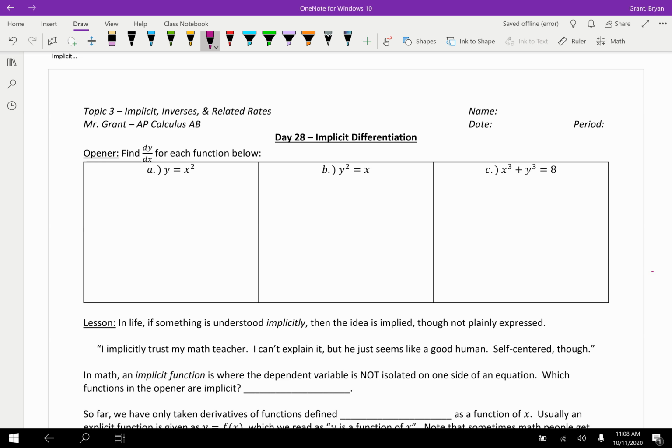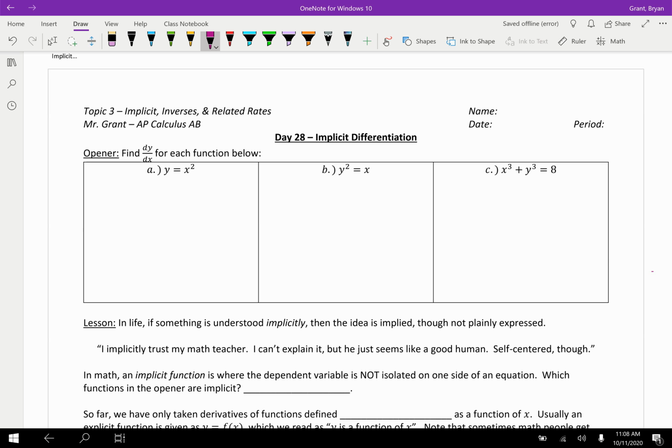Congratulations for surviving Topic 2. In comparison, I think you'll find Topic 3, and this is our first lesson in Topic 3, much less intense. Technically, Topic 3 a lot of times is rolled into Topic 2. In fact, all of these are in the same chapter in your book. They're all in, I think, Chapter 3 in your book.